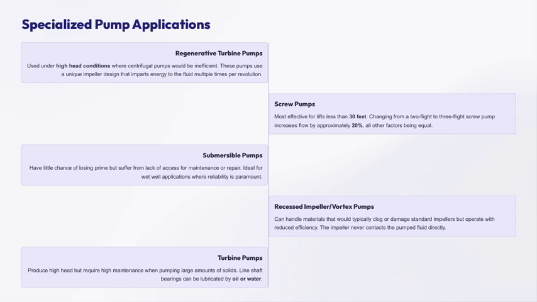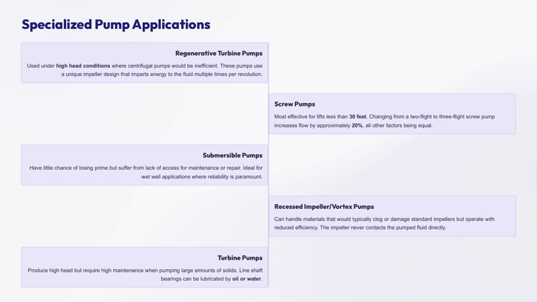Let's take a closer look at some specialized pump applications. First up are regenerative turbine pumps. These are typically used in high-head situations where centrifugal pumps would struggle to be efficient. What makes them unique is their impeller design, which imparts energy to the fluid multiple times per revolution, making them ideal for those demanding applications.